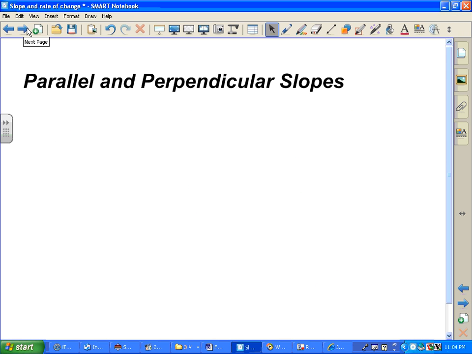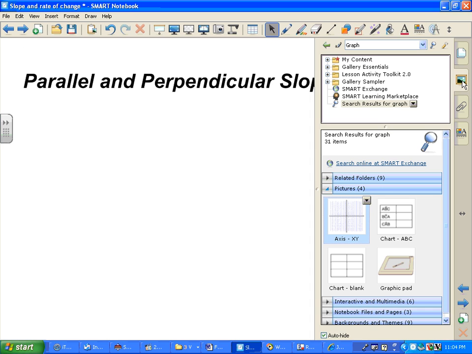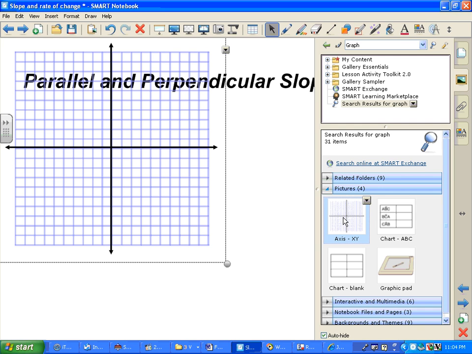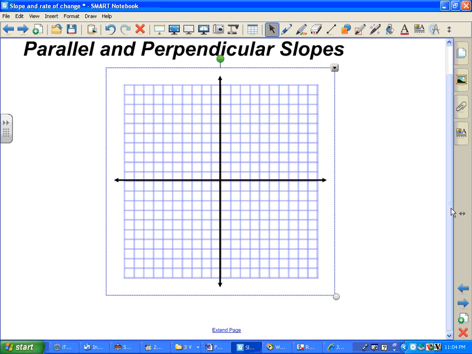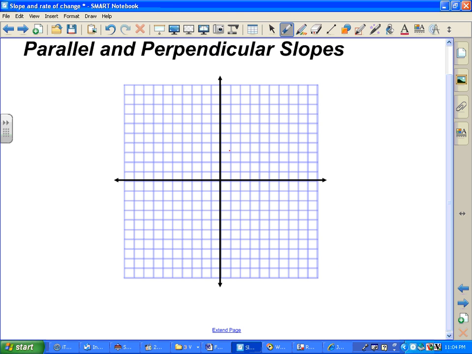Okay? Parallel and perpendicular slopes. Very interesting stuff here. Let's say I have a line here with a slope of 1. So that would look something like this, right? Up 1 over 1, up 1 over 1. So I have a slope of 1. So this is 1 over 1.